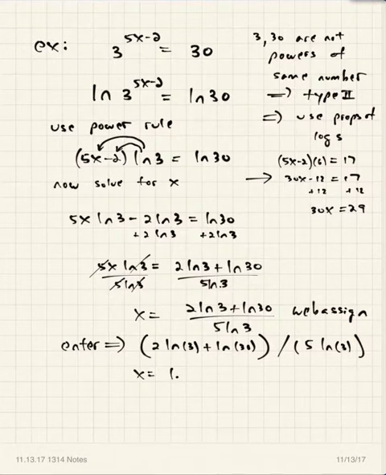So I get 1.0192, and I'll typically ask for 3 or 4 decimal places, and so this is rounded here to 4 decimal places.